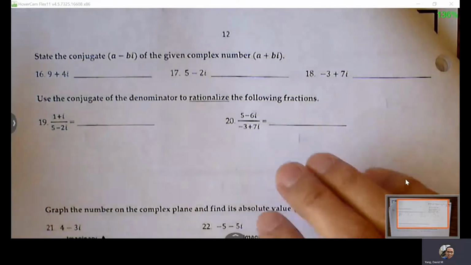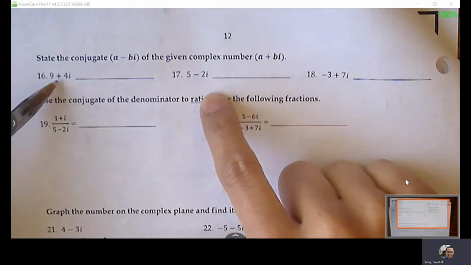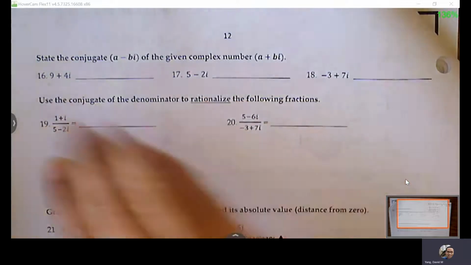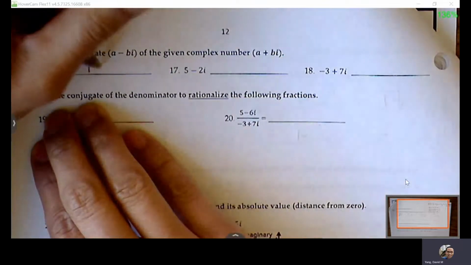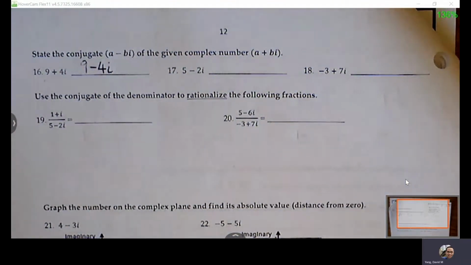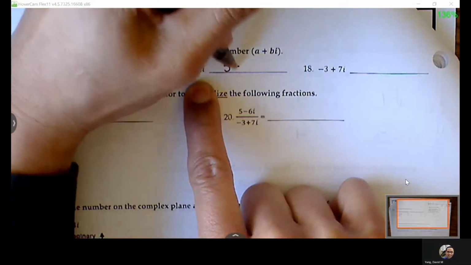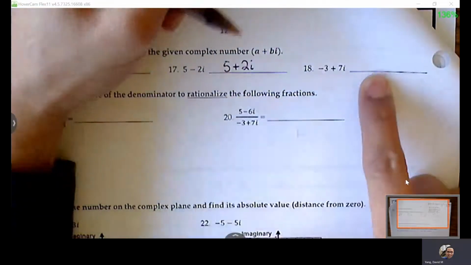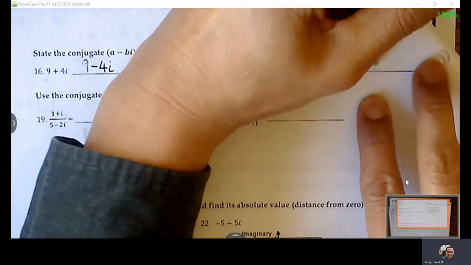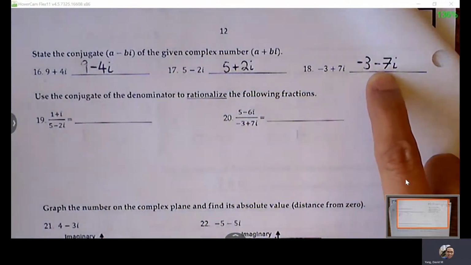Okay, so state the conjugates of the given complex number. So conjugate just means you're copying down the exact same binomial, you're just changing that middle sign. Okay, so we're not going to multiply it out just yet. We're just going to name the conjugate pair. And again, you're just changing the middle sign. Don't change anything else about the second pair.